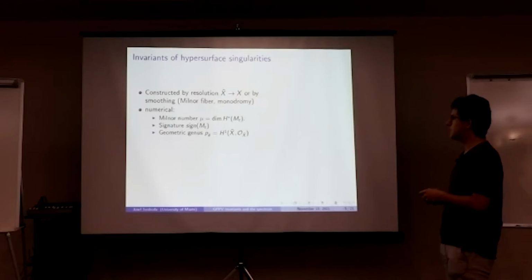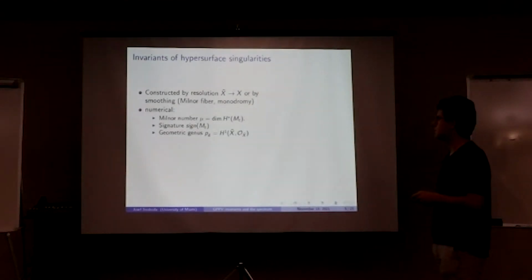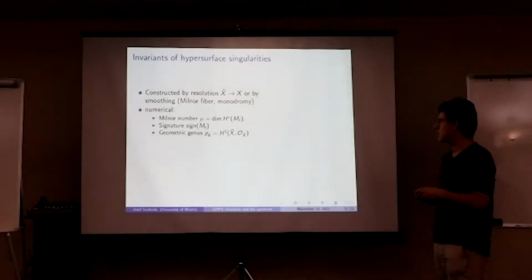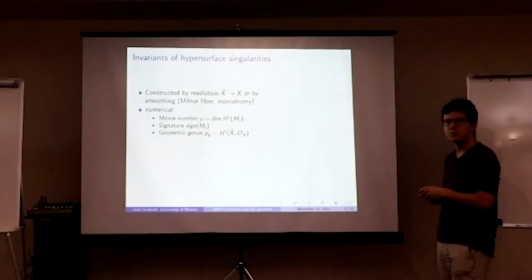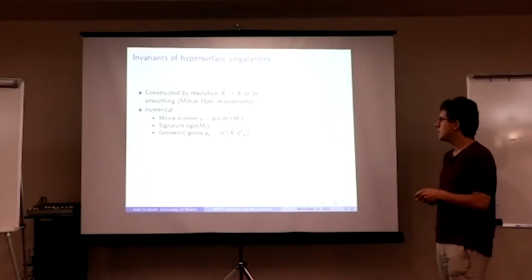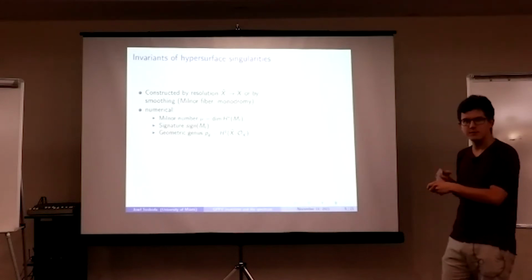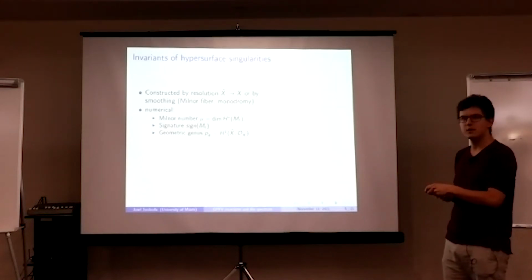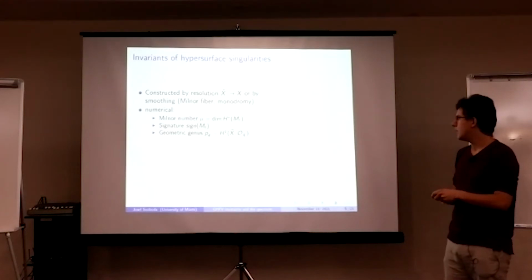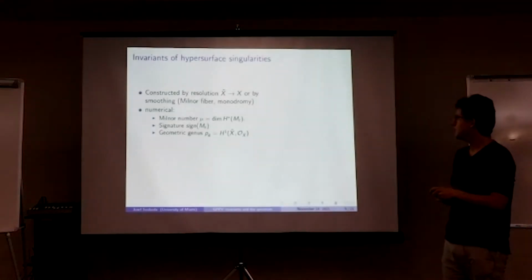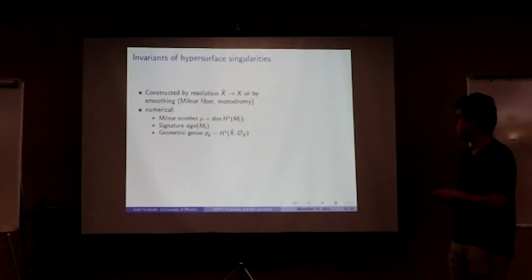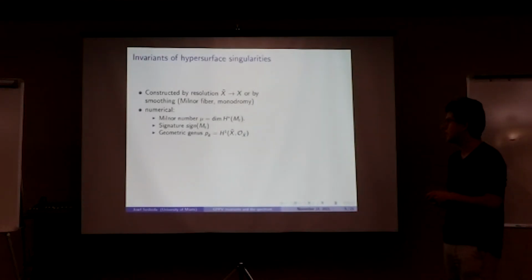So some numerical invariants, there are many invariants. The most important are probably the Milnor number. So this is the dimension of this homology. It's actually just the middle homology because the others are vanishing. Then signature. So this is a four-manifold, so it has some intersection form, and you can take the signature of this intersection form. Or geometric genus, which we can define by this resolution. So we take the resolution and we take H1 of the structure sheaf. So this is one way to define the geometric genus.